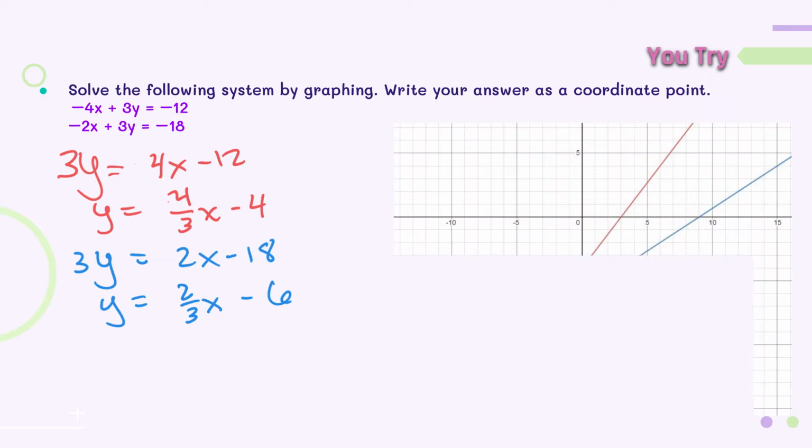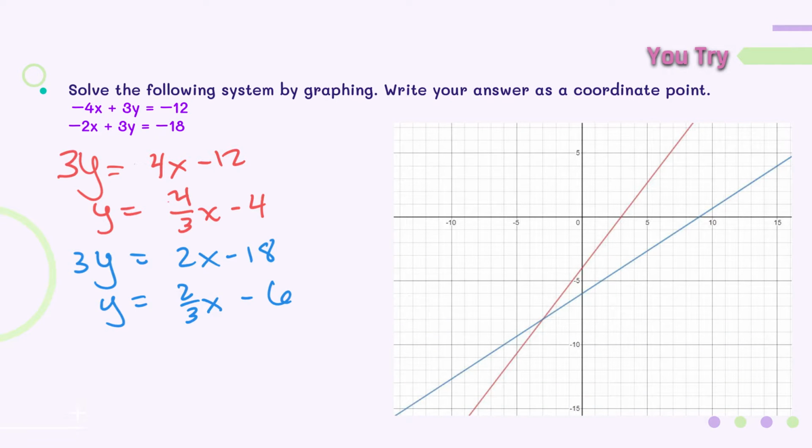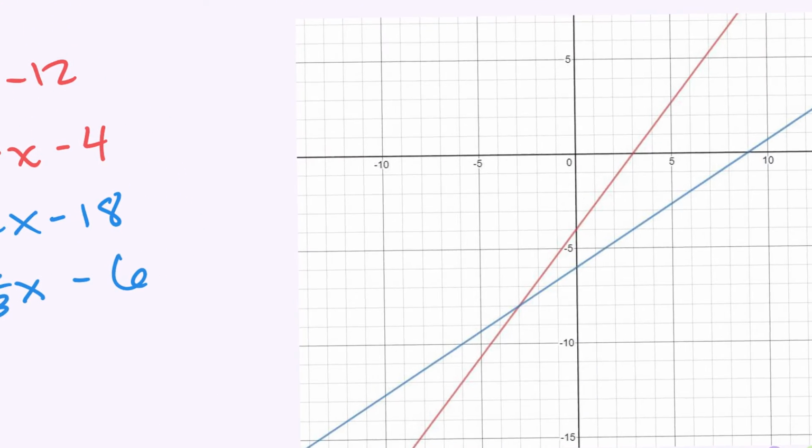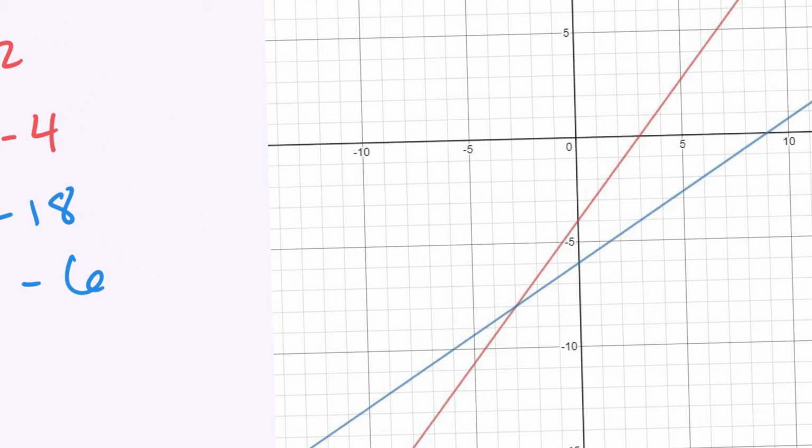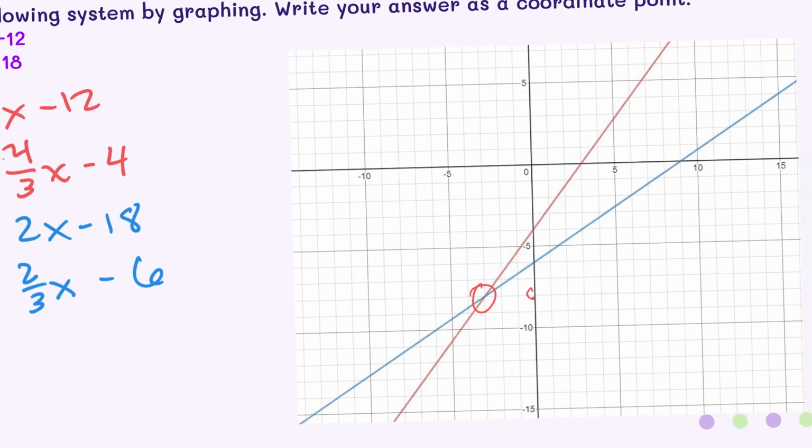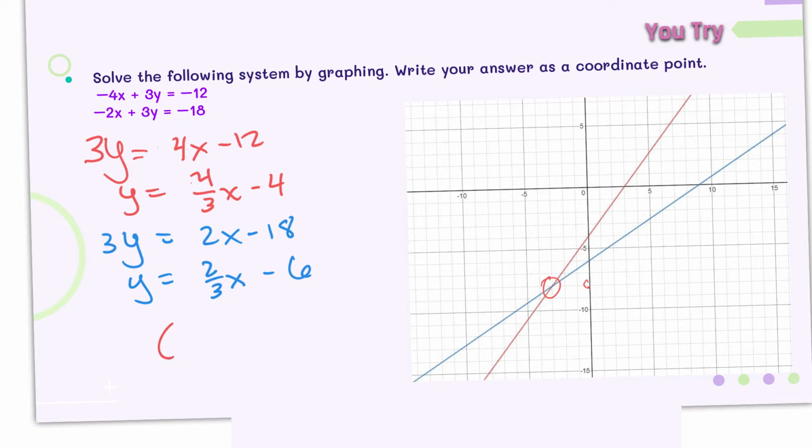Then we need to graph the two equations on the same graph, and then determine where they intersect. They intersect here, which is at... I wrote that wrong. It is (-3,-8). So we write our answer as a coordinate point: -3, because x comes first, then -8.